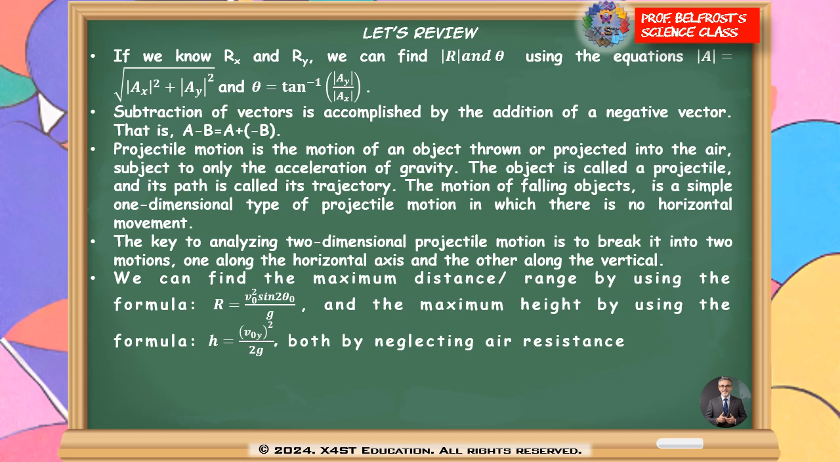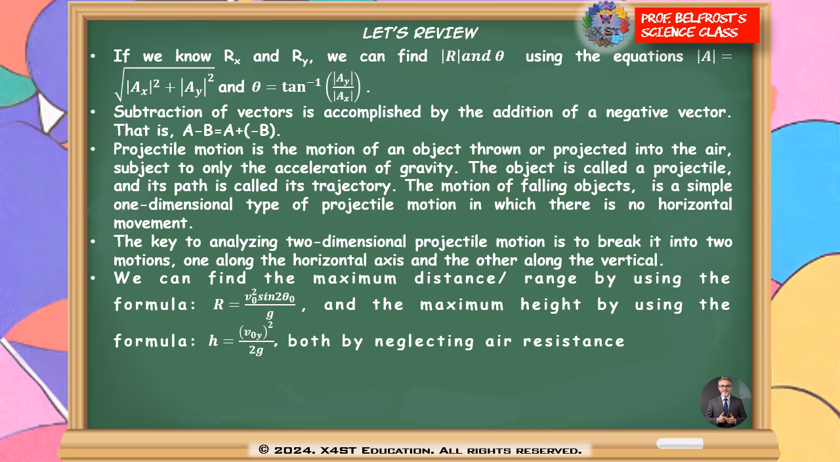If we know Rx and Ry, then we can find the x and y components using the magnitude of R and theta, as shown in the slide. Also, subtraction of vectors is accomplished by addition of the negative vector. So if we have A minus B, it means that vector A is added with vector minus B.